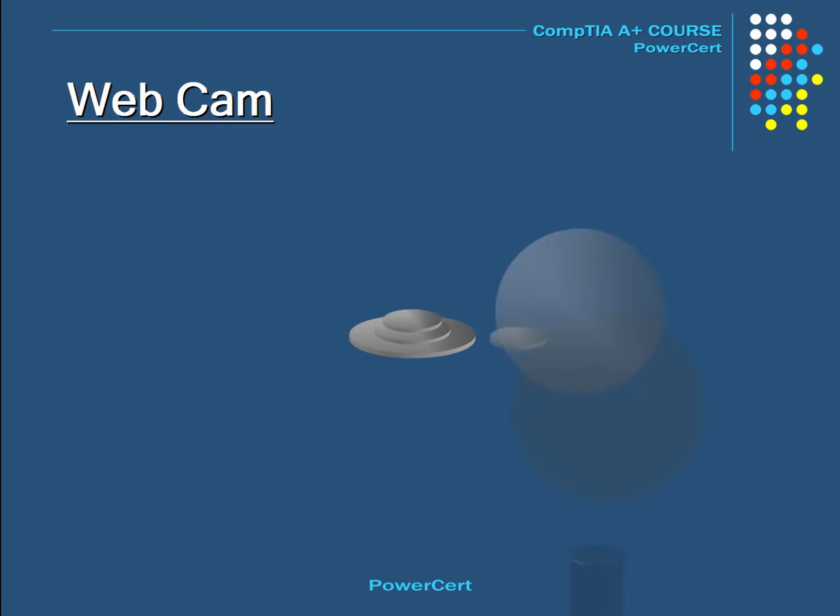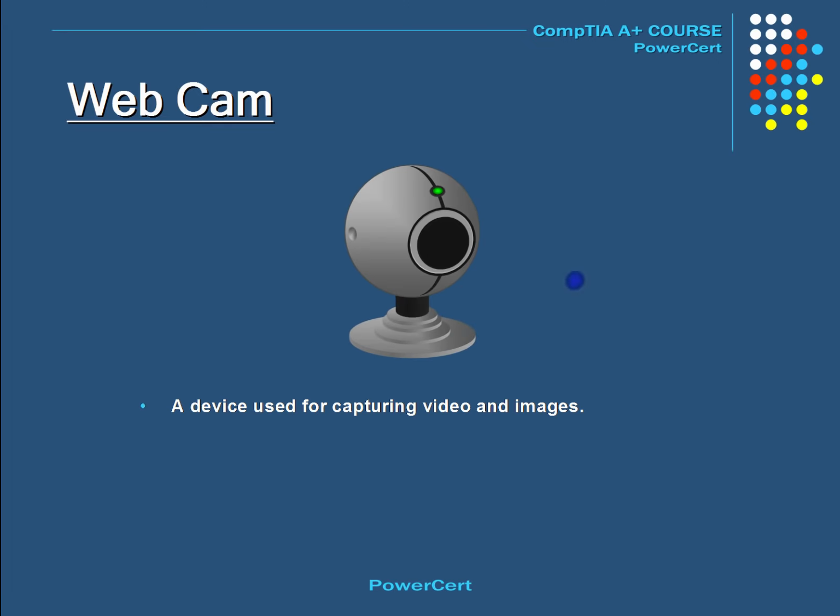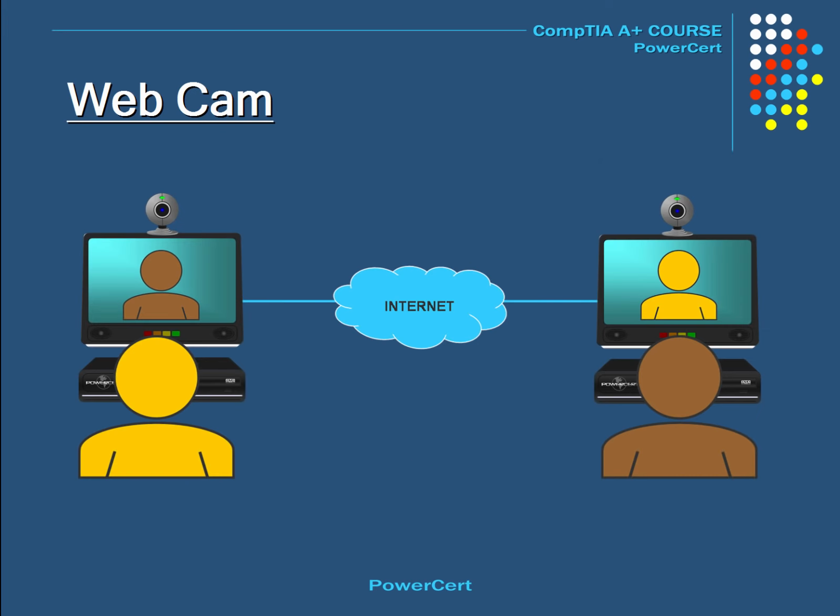A webcam is a device that is used for capturing video and images. Webcams are mainly used for video conferencing and video calling over the internet. So any two people in the world can visually communicate with each other if they both have a webcam and an internet connection. Most webcams have a built-in microphone to capture audio. A webcam connects to a computer typically through a USB cable. Webcams are often used with messaging applications such as Skype for making visual calls. Two of the biggest manufacturers of webcams are Logitech and Microsoft.